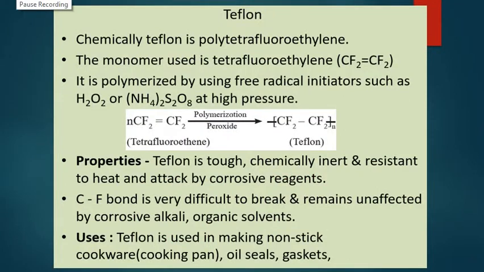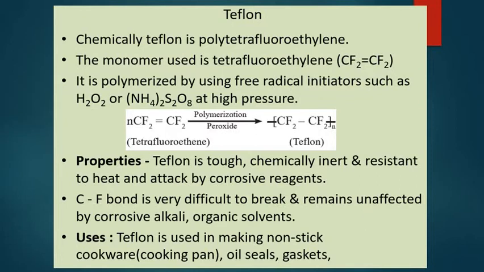Now Teflon. Chemically, Teflon is polytetrafluoroethylene. The monomer used is tetrafluoroethylene, which is CF2 double bond CF2. Tetrafluoroethylene is polymerized using free radical initiators such as hydrogen peroxide or ammonium persulfate at high pressure, and tetrafluoroethene will polymerize to give you Teflon.